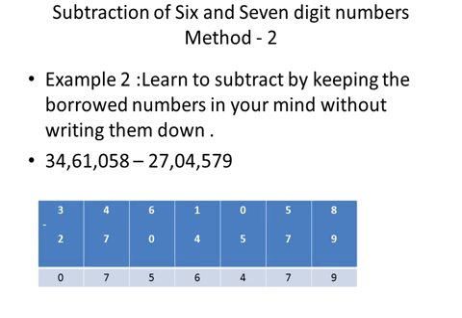In the second slide there is a subtraction of 6 and 7 digit number. There is a method 1. Now in the third slide there is the method 2. Subtraction of 6 and 7 digit numbers. Learn to subtract by keeping the borrowed number in your mind without writing them down. Here the number is 34,64,058 minus 27,04,579.